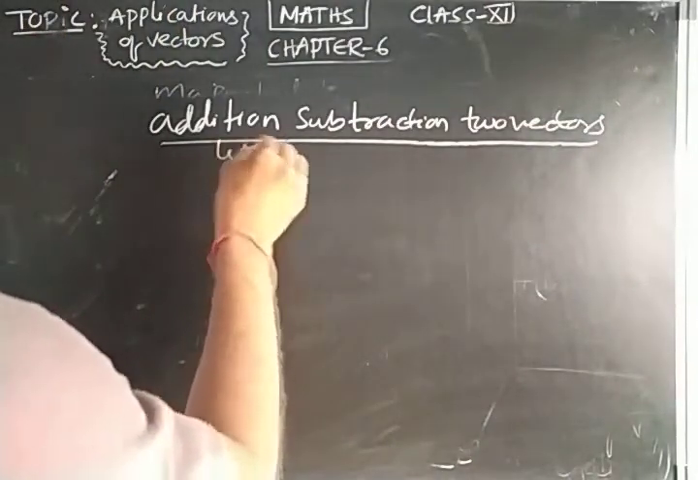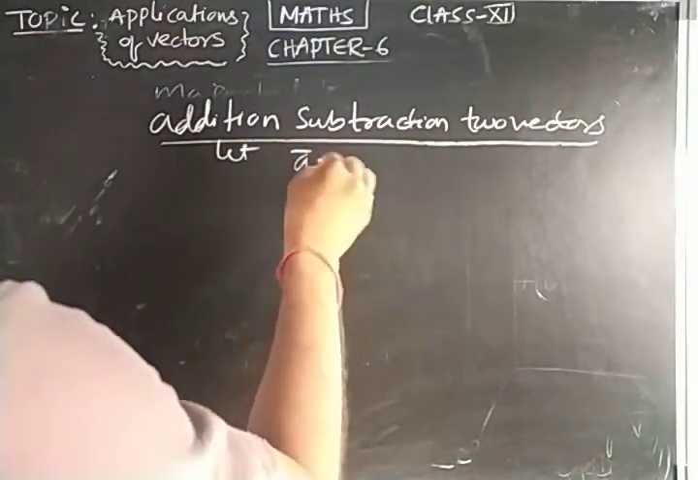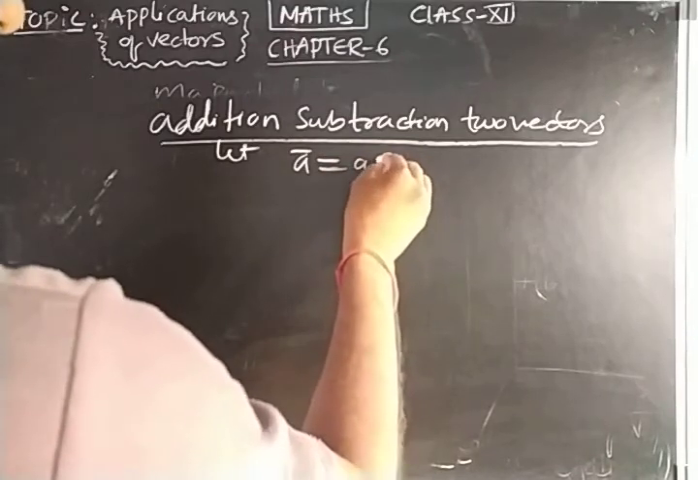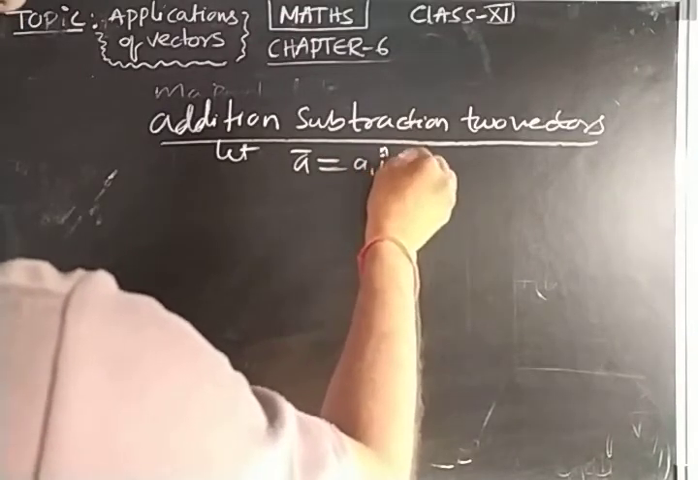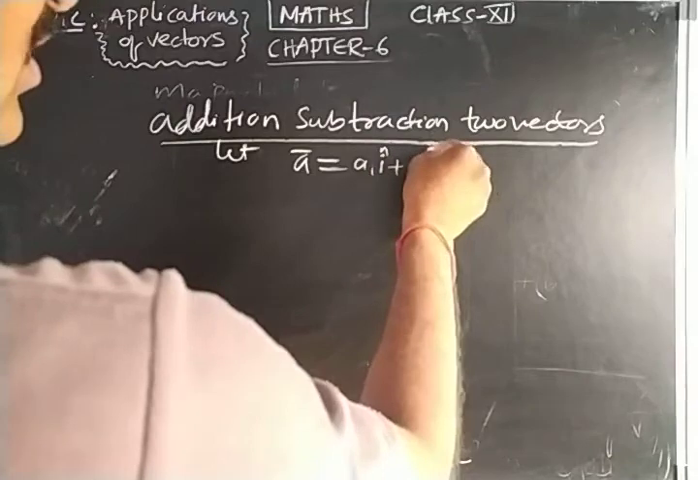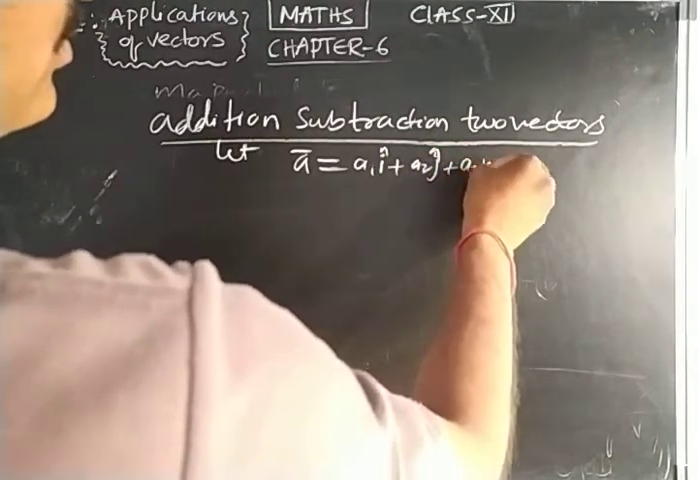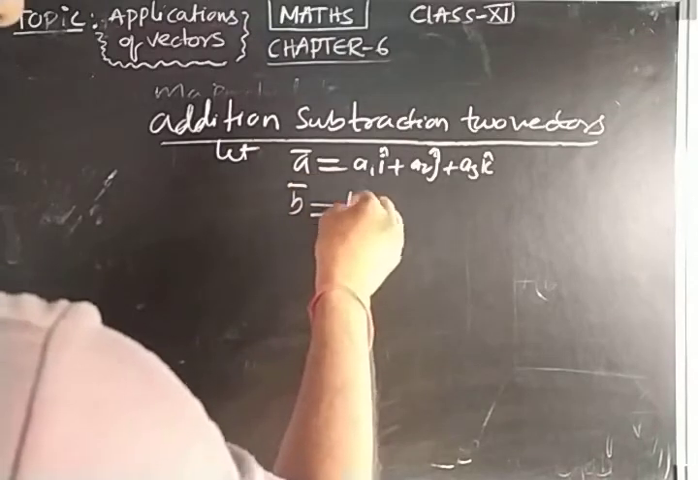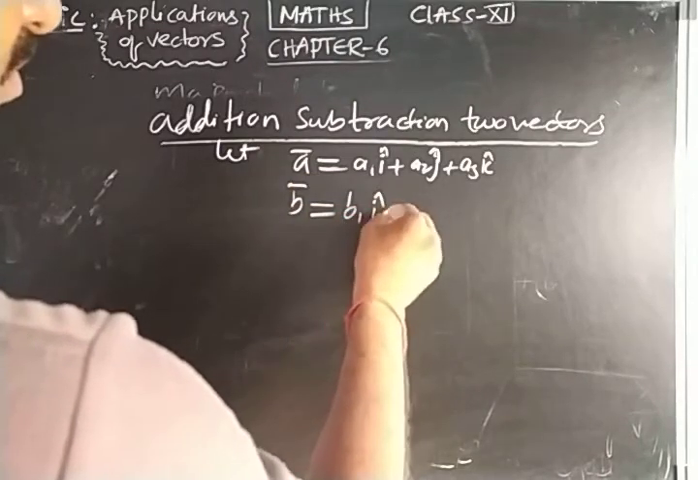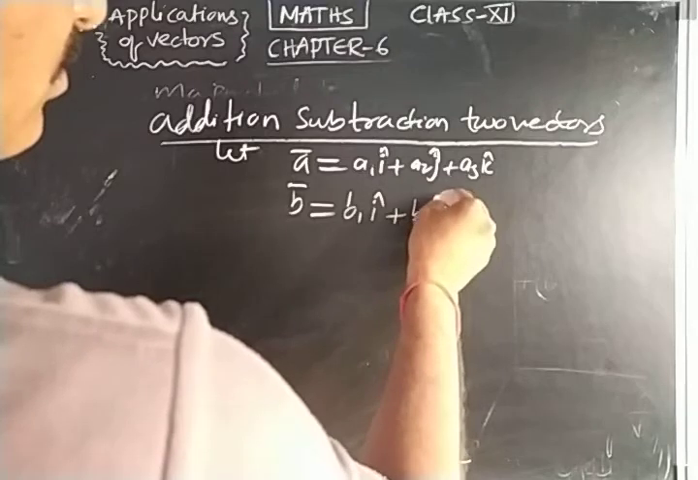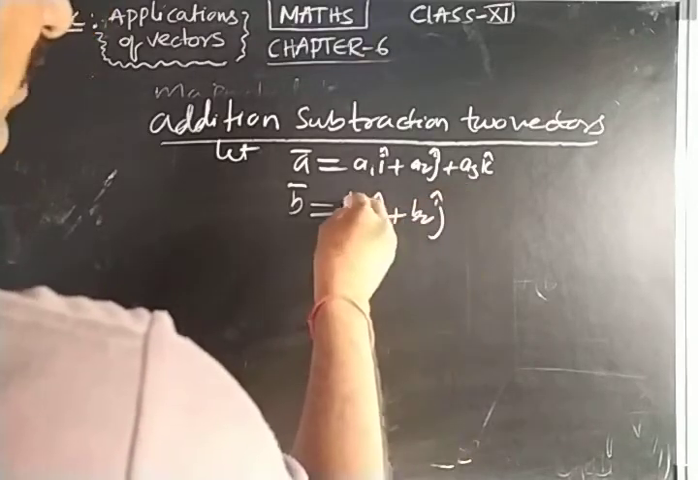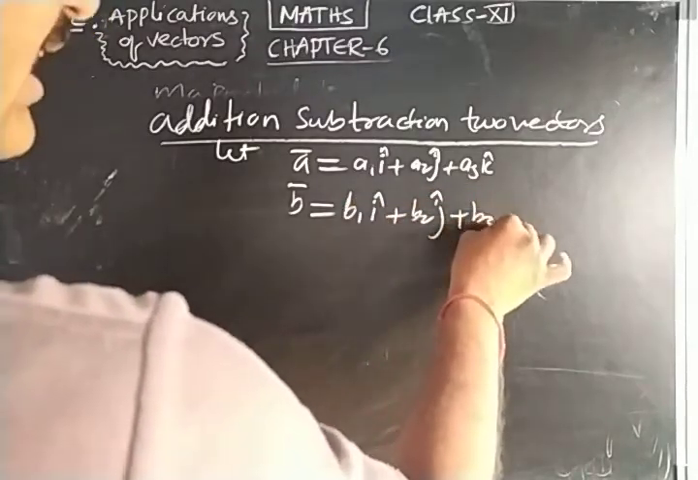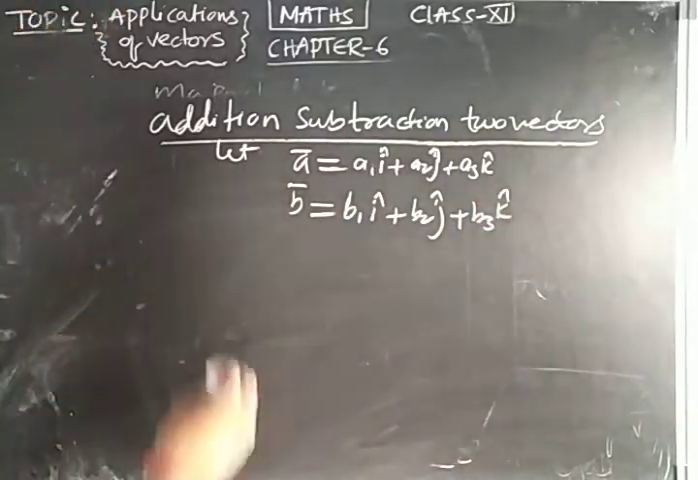I am taking two vectors. Let a bar, I am denoting in position vector form, a1 i cap plus a2 j cap plus a3 k cap. This is a bar vector. I am taking another b bar vector, b1 i cap, b2 j cap, b3 k cap. Right?